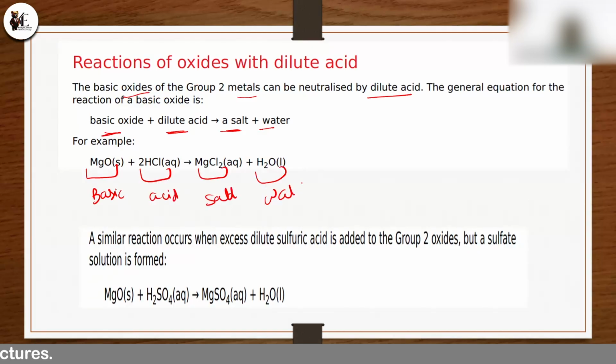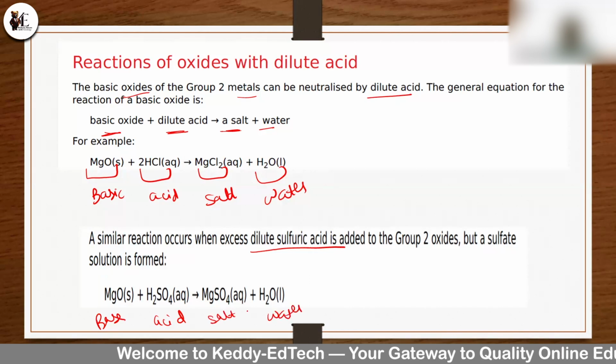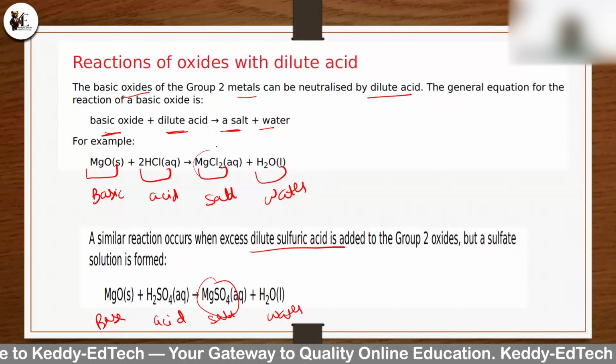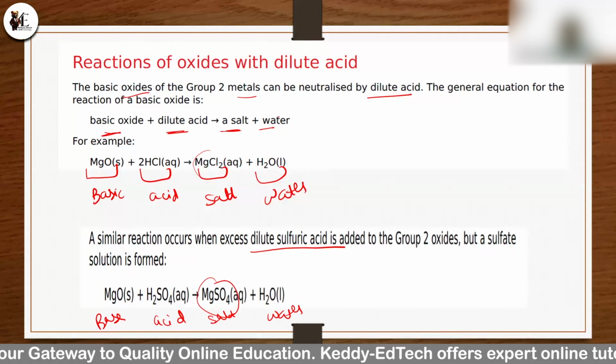A similar reaction occurs with excess dilute sulfuric acid. This is also an acid. Magnesium oxide is a base. So when acid and base react together, they give us salt and water. But here a sulfate solution is formed and there a chloride solution is formed. Okay, so this is the reaction of oxides with dilute acids.